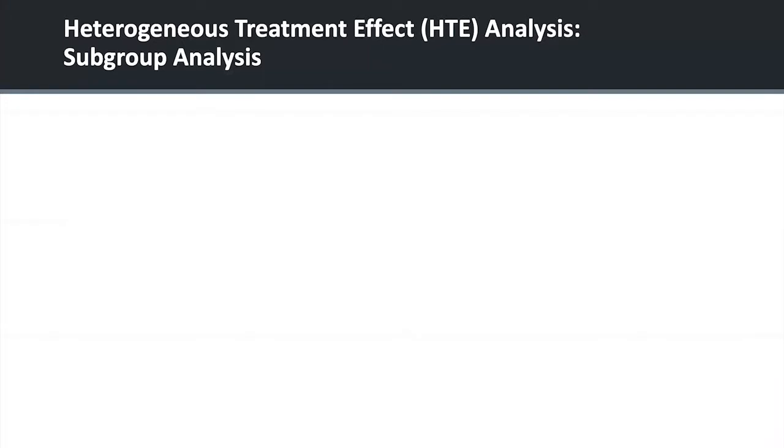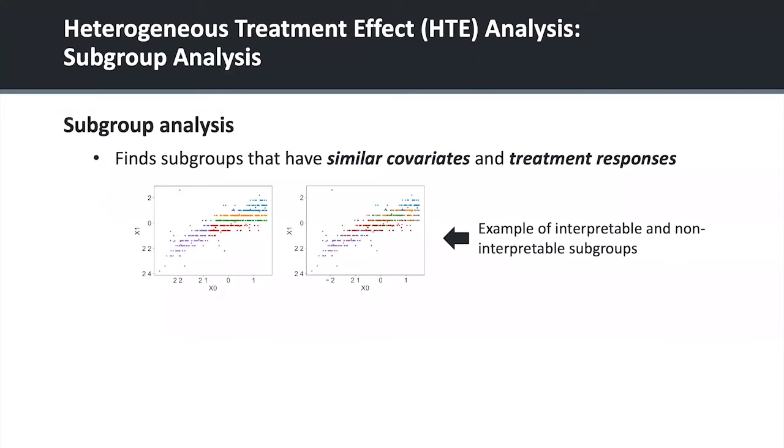In this paper, we developed a heterogeneous treatment effect analysis method to find subgroups of individuals who have similar covariates and treatment response. As shown in the figures, the colors indicate which subgroups an individual belongs to. The subgroups on the left are interpretable in terms of individuals' covariates x0 and x1. The subgroups on the right are highly overlapped and non-interpretable.